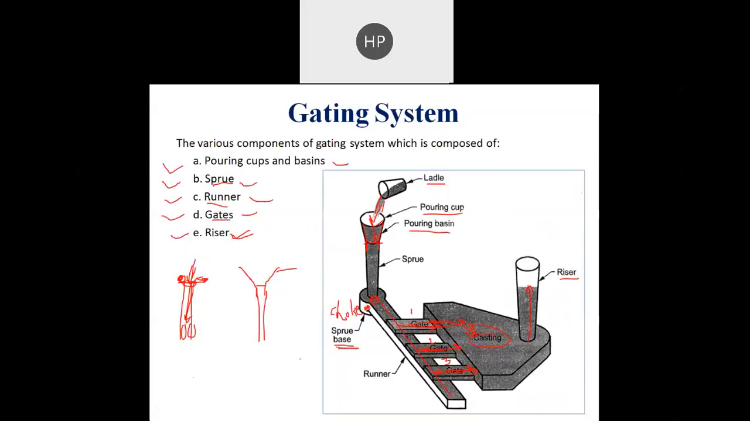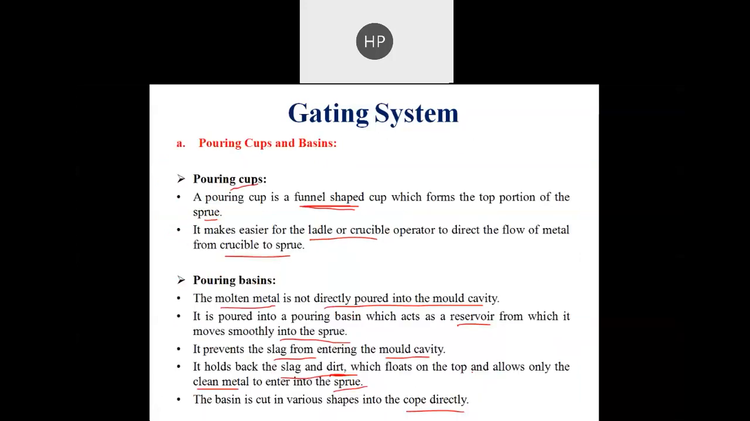So this portion, this one, where the gate and the casting cavity are connected with each other, that portion is known as the ingate. Okay, so you have to just remember what is gate and what is ingate. This whole system is the gate, but the connection of the gate and casting is termed an ingate. Okay, so that is important.